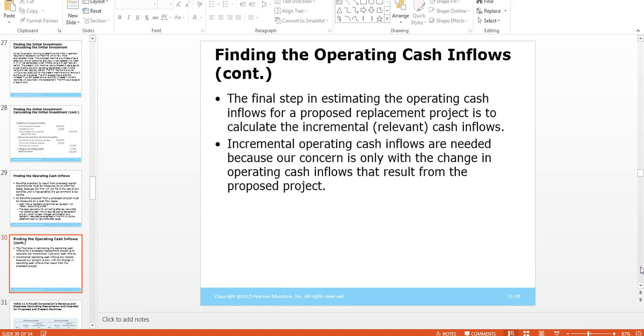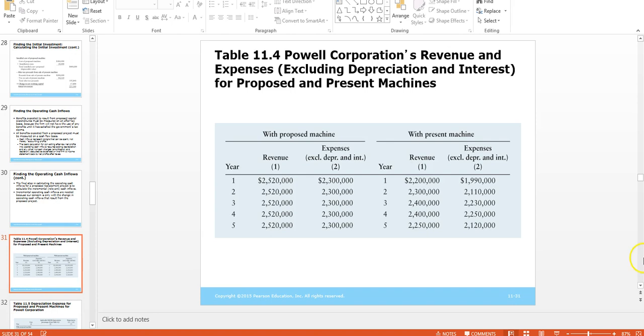All right, now we got to get the operating cash flows. So here's the operating cash flows with the proposed machine. This is all given to you. And here's with the present machine. So here's the revenues from the new machine, and here's the expenses from the new machine, and here are the revenues from the old machine and the expenses from the old machine. Again, this is all given.